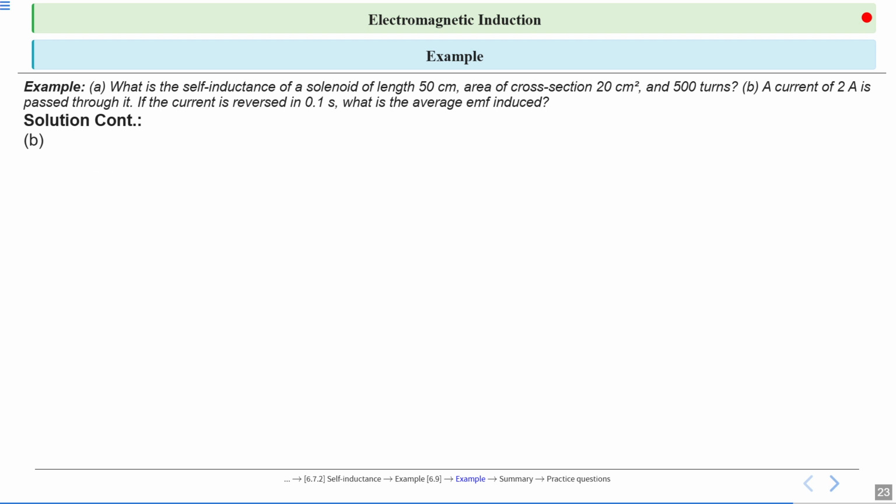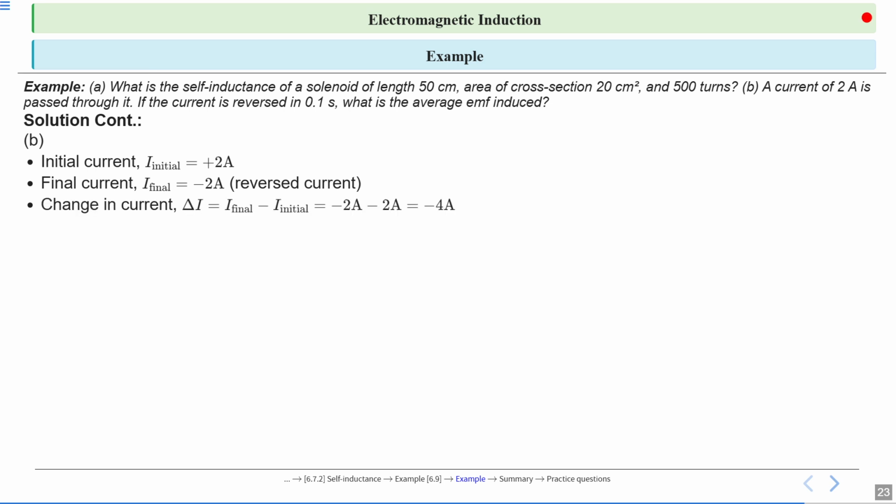Now part B. What was the initial current? 2 ampere. Now the current is reversed. Magnitude is the same but direction is reversed, so the final current will be minus 2 ampere. So the change in current will be I final minus I initial, that is minus 2A minus 2A, which is minus 4A. What is the time interval given? Current is reversed in 0.1 second, so delta t is equal to 0.1 second.